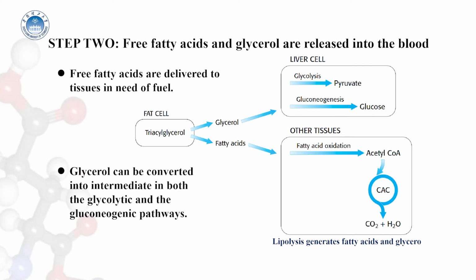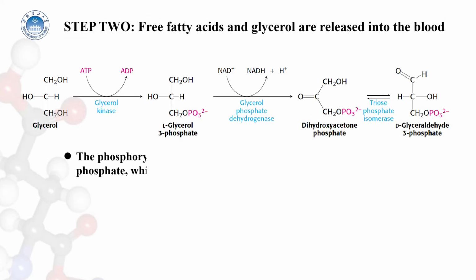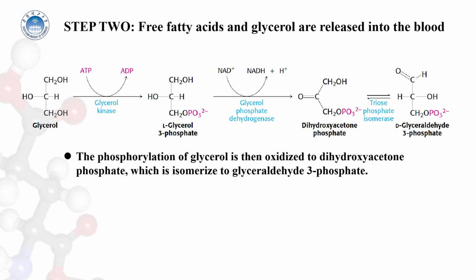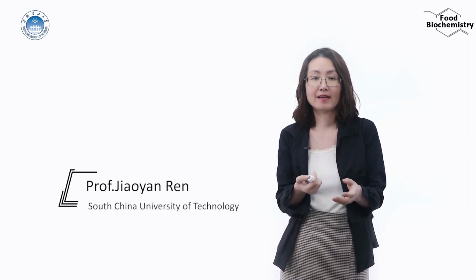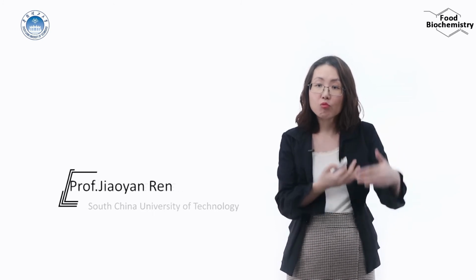Glycerol formed by lipolysis is absorbed by the liver and phosphorylated. It is then oxidized to dihydroxyacetone phosphate, which is an isomer of glyceraldehyde 3-phosphate. This molecule is an intermediate in both the glycolytic and the gluconeogenic pathways. Hence, glycerol can be converted into pyruvate or glucose in the liver.